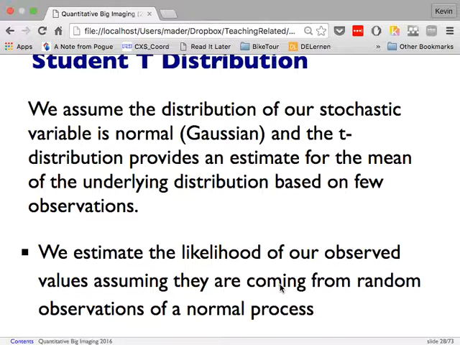And so that's where this t-distribution comes in, because it gives you that link between the observational data you have and how your underlying distribution looks. So it can't be completely open. You have to assume that it's Gaussian for the t-distribution to be valid, but it will tell you what the mean and the standard deviation of this is, based on the observational data you have.